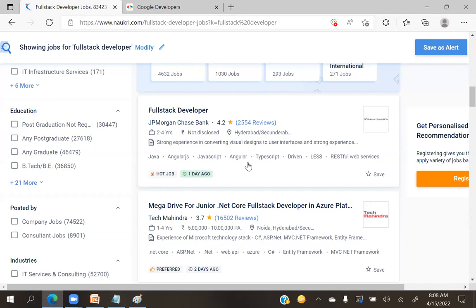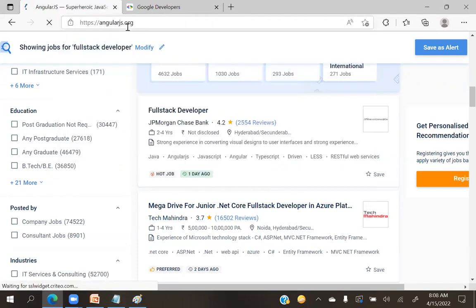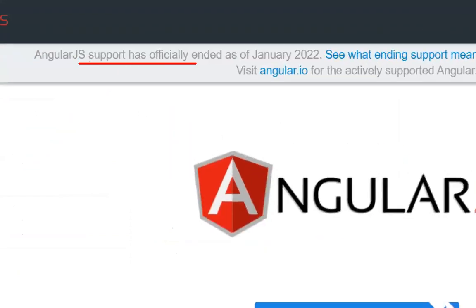Software companies are also the same. It's not mandatory that whatever latest version you learn, the same version will be used in companies. You may be working on an older one. That's the reason you should know both, right? So technically, AngularJS, you see, AngularJS.org, this is the official AngularJS site. And you see, they say that AngularJS support officially ended in January 2022. Officially their support has ended. If you are still using it, use it, no problem.